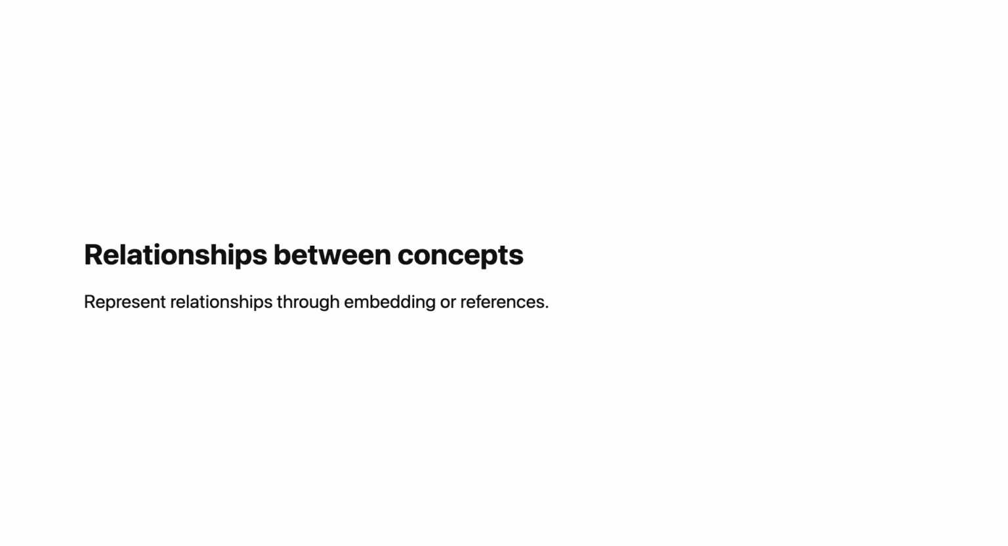Embedding is simpler, but creates duplication if the same author appears in many books. IDs are more flexible, but require lookups. Consider the cardinality. One-to-one, embed or reference. One-to-many, the many side has a reference to the one. Many-to-many, use a separate structure to hold the relationships.